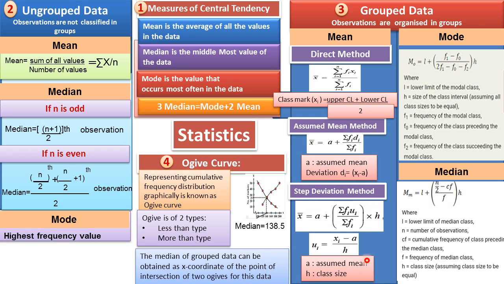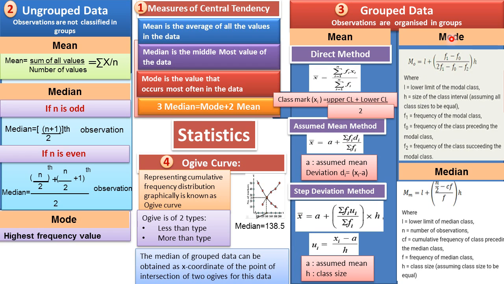Then the step deviation method. To find the mean by step deviation method, the formula is x bar equals a plus summation fi ui divided by summation fi, into h, where ui is equal to xi minus a divided by h. h is the class size and a is the assumed mean. So these are the three methods by which we can find the mean for grouped data: direct method, assumed mean method, and step deviation method.